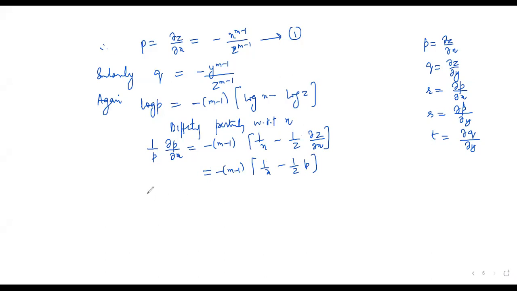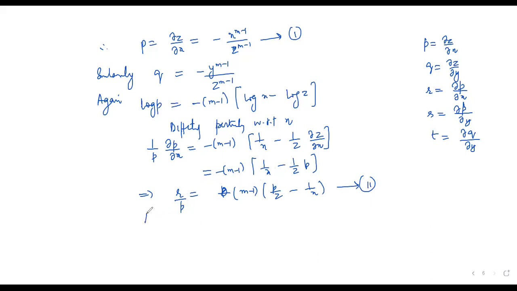So what is del p by del x? Del p by del x is my r, so r by p we keep as it is. If we adjust it a little with the minus sign, so if p by z, then we get (m minus 1) into (p by z minus 1 by x). Let's call this equation second.